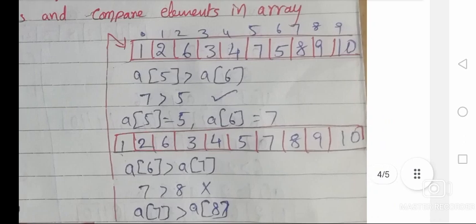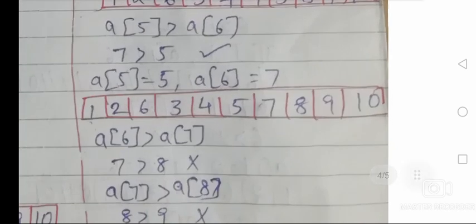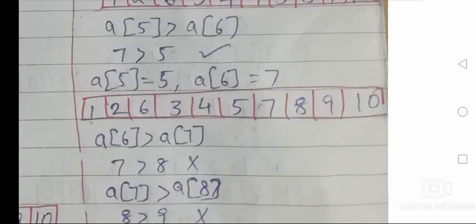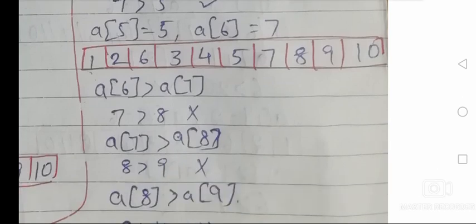Again you have to check the condition F5 greater than F6. This condition also true and it will exchange the values. Your new array you can find here 1, 2, 6, 3, 4, 5, 7, 8, 9, 10. So again you have to check the condition, it will fail. From number 7, these are all sorted.